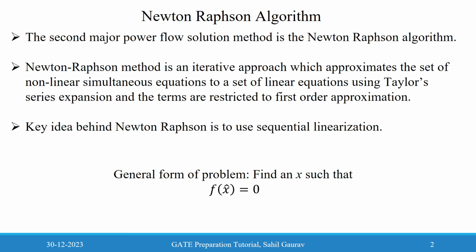This is the second major power flow solution method, the Newton-Raphson algorithm. This Newton-Raphson method is an iterative approach which approximates sets of nonlinear simultaneous equations to a set of linear equations using Taylor series expansion, and the terms are restricted to first order approximation. The key idea behind Newton-Raphson is to use sequential linearization. The general form of the problem is that we have to find the solution x cap such that f(x cap) is equal to 0.